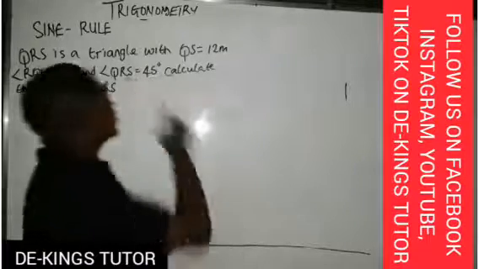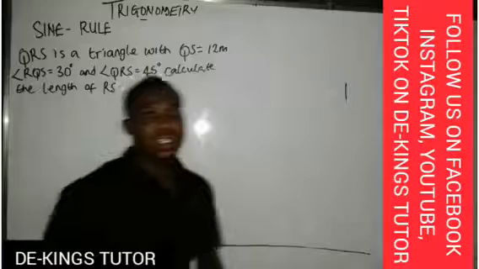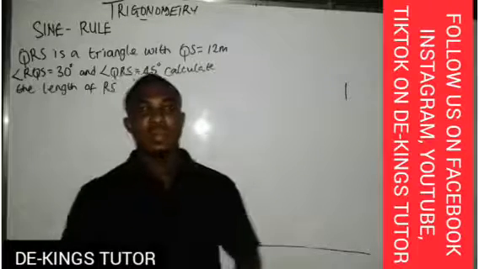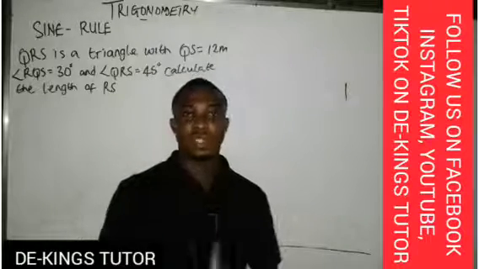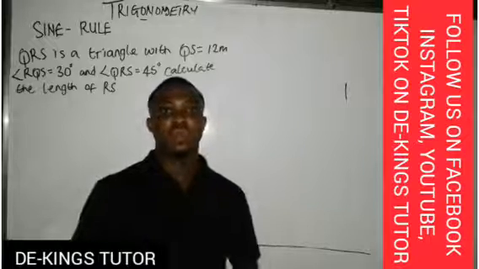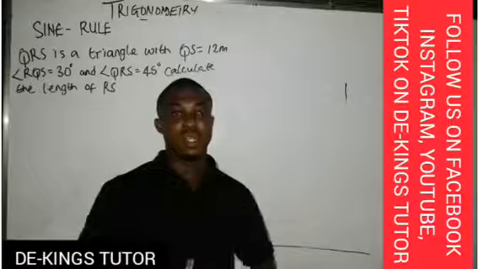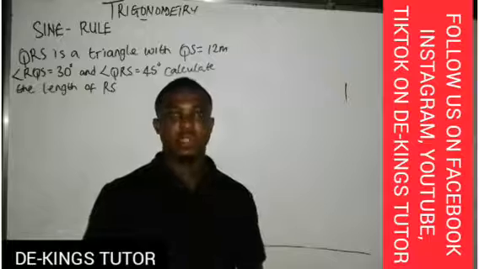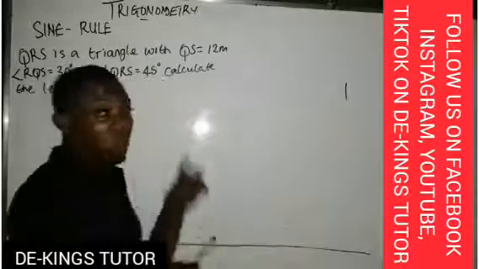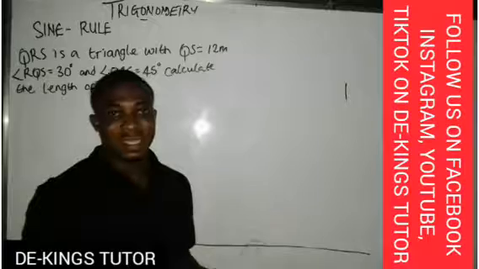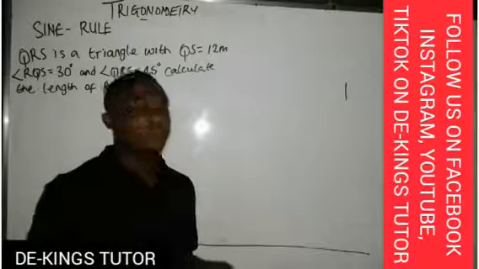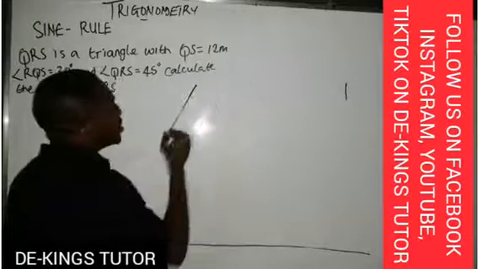Now let us see the sine rule. We said that we'll use SOHCAHTOA and the Pythagoras theorem for a right angle triangle. But what of a triangle that is not right angle? Which do we use? We use the sine rule or the cosine rule to get the sides or the angles.